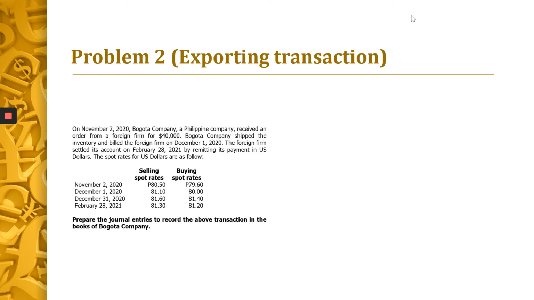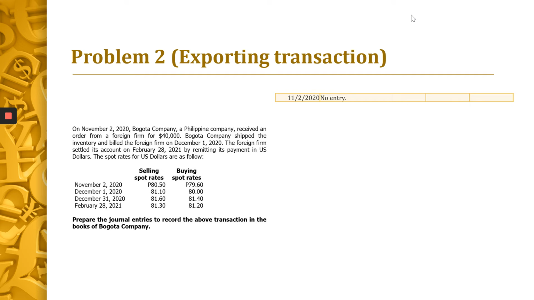Okay. So, what's the first date na nakikita natin dito? November 2. Okay? Ano nangyari ng November 2? Bogota Company received an order from a foreign firm for $40,000. Naka-receive pa lang tayo ng order dito. Tama? Therefore, anong tawag natin kay November 2? That is still a commitment date or order date. So, ano ang journal entry natin on November 2? No entry.